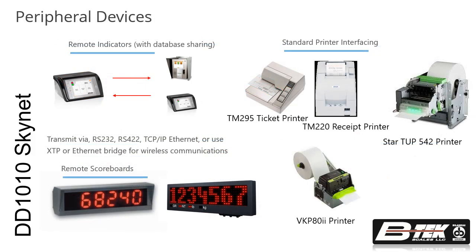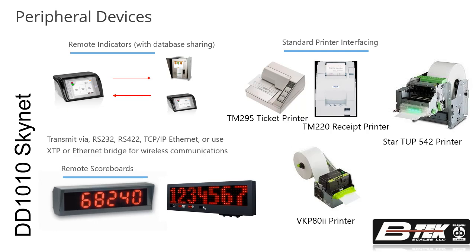Shown are the common peripheral devices that can be connected to the Skynet indicator. On the top left, a remote indicator can be connected for areas with dual workstations. In dual indicator applications, printers can be connected on both units, and truck I/O databases can be shared between the indicators.